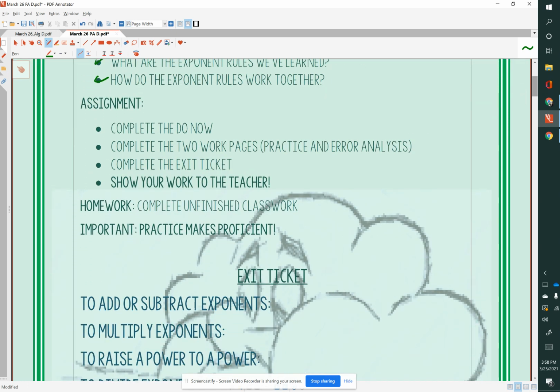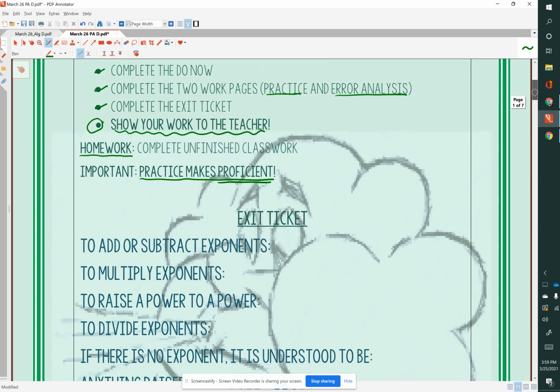Our assignment will be to complete the do now, complete the 2 work pages. There's a practice page and an error analysis. You know I love the error analysis. We've got an exit ticket, and remember, show your work to me. That's how you get such great credit. So many of you are doing a great job with that. If you don't finish, you can do so for homework, but I think everybody's going to finish today. Remember, practice makes not only perfect, but proficient.